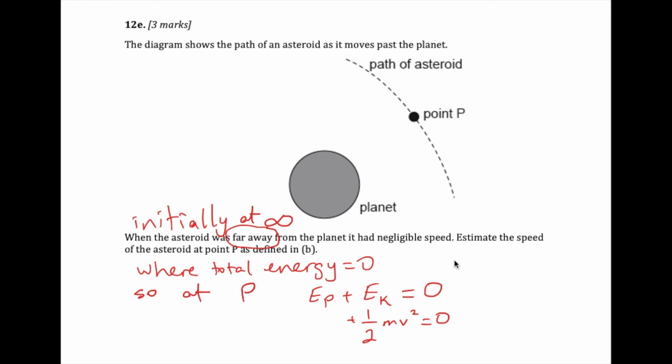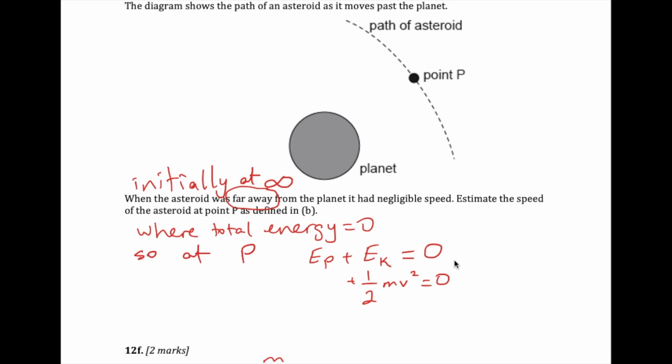Next part says draw the path of an asteroid as it moves past the planet. So this asteroid was far away. That's telling us initially at 0. We're asked to find the speed of the asteroid, so we're obviously going to work with kinetic energy here. Remember what I always say, if you're stuck on what to do in a question, either use a free body diagram, which won't help in this case, and we're asked to find the speed which relates to kinetic energy. So the second lead is energy conservation. Use energy conservation. Initial total is equal to the final total.